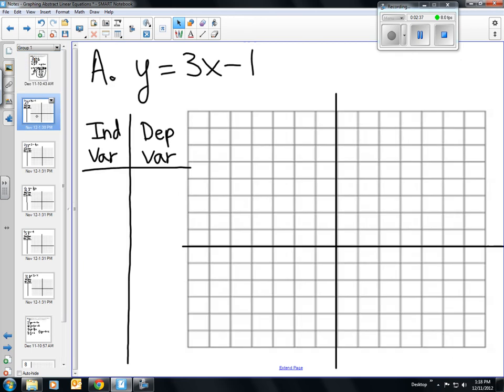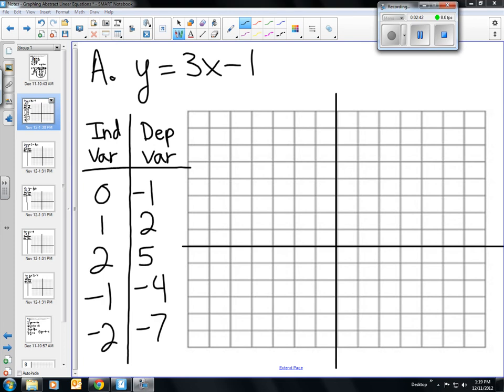Part B: when you make the graph of all the solutions, you're going to use the information given from the equation. We know this equation is in slope-intercept form, which means the 3 here is our slope, or m, and the negative 1 is our b. Remember, this is in the form y equals mx plus b.